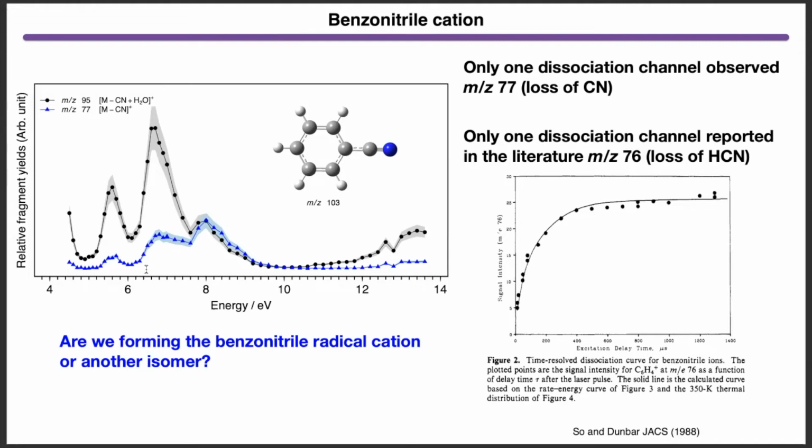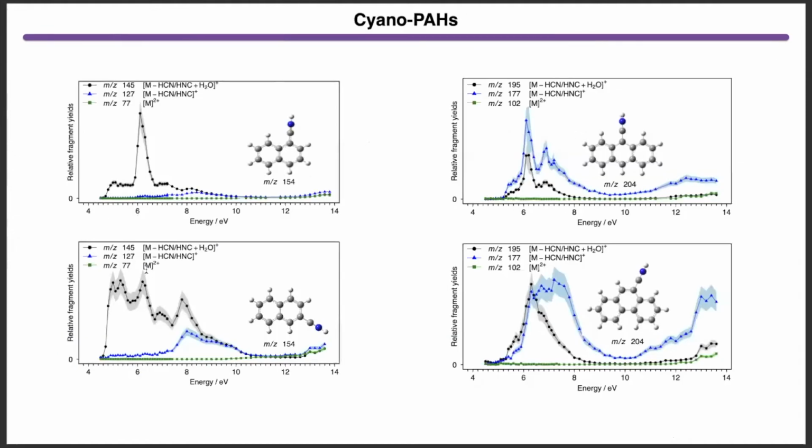So we never really understood what we were observing. If we were forming another isomer, we tried to simulate it using quantum chemical calculation, and we never really fully understood what it was. So we just left it apart, but we still measure the larger PAH. And here you can see the two isomers of the cyano-naphthalene that have been detected.